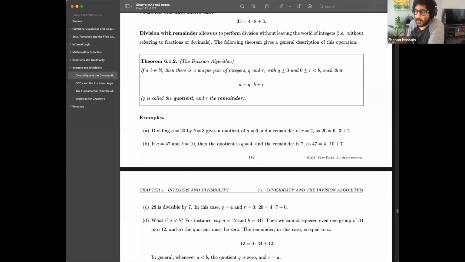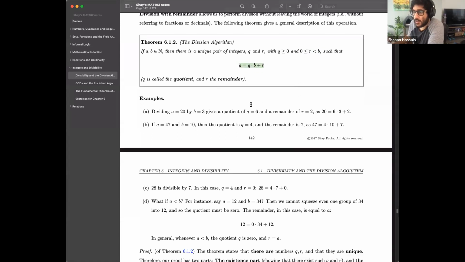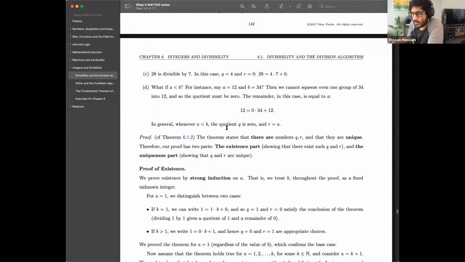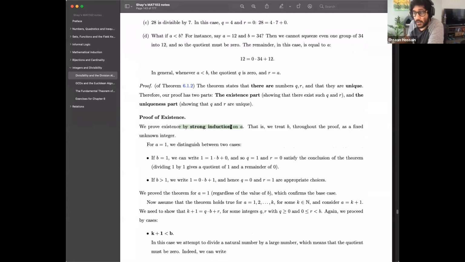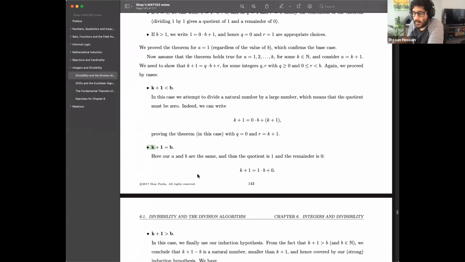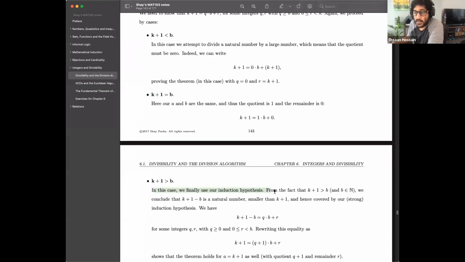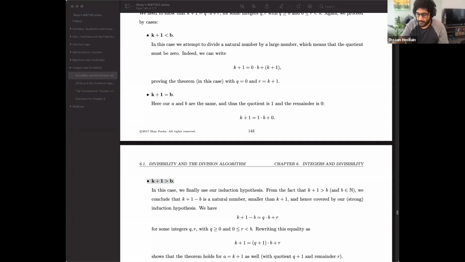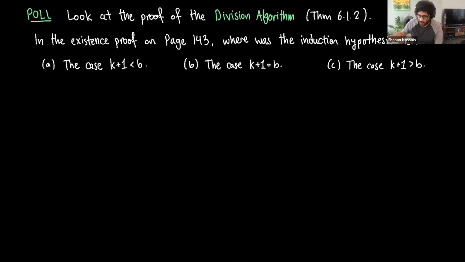So here's the division algorithm, right? A equals QB plus R, and let's just scan the proof and see why it's by induction. So they state here strong induction, and then they do a bunch of cases. So K plus 1 is less than B, K plus 1 equals B, and here we go. In this case, we use the induction hypothesis. So it's in the case where K plus 1 is greater than B, right? Let's go back there. Okay, and so it looks like it's this third case here. K plus 1 is greater than B. So there's the answer.